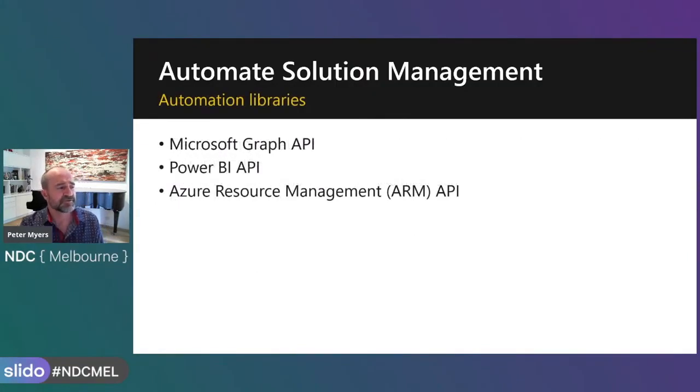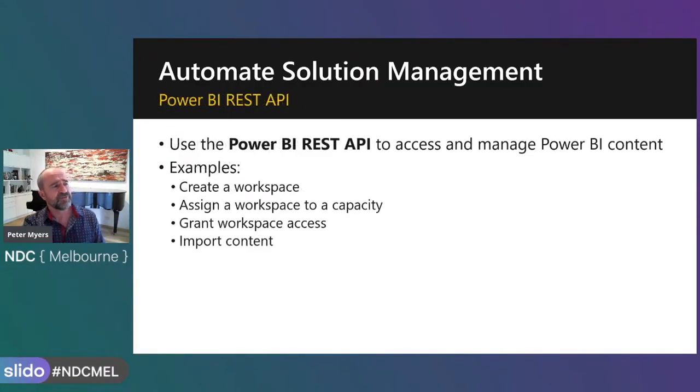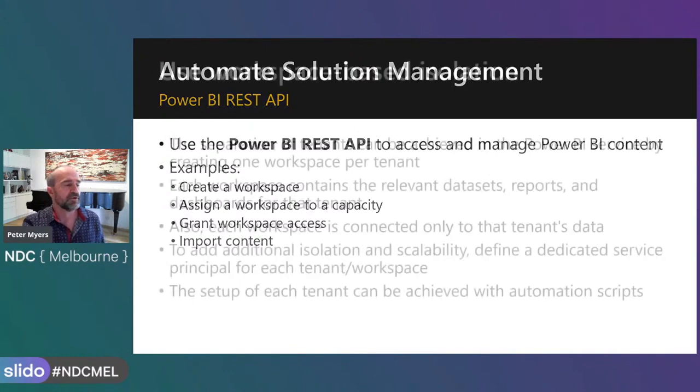So you can work with the Microsoft Graph API when working with Azure AD. Power BI has its own REST API that allows managing content and the service itself. And then there's the Azure Resource Management API as well. Now, with the Power BI REST API, we use it to access and manage Power BI content, like creating new workspaces, assigning workspaces to the capacities, which is a licensing discussion, granting permission to access content within a workspace, or importing new content, be them new data models, datasets or reports.